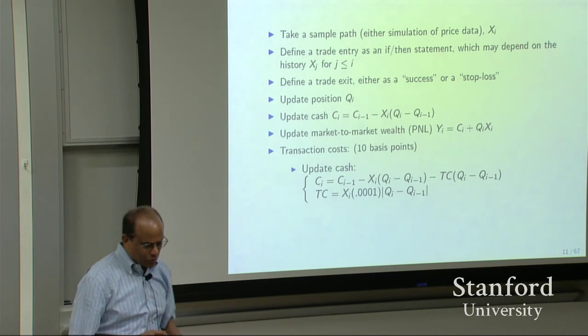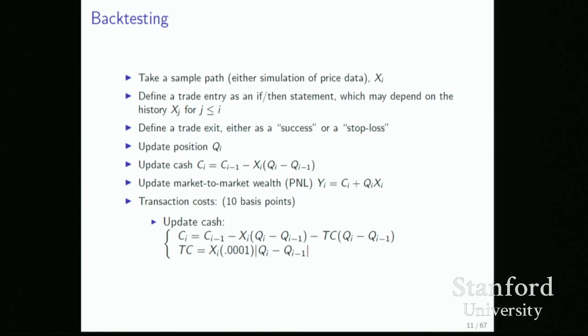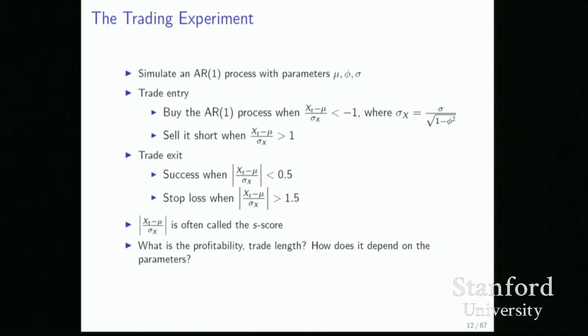Okay, so the reason I want to define it this way is to show how things change under various conditions for the autoregressive model. So to see that, we are going to simulate an AR1 process with those parameters that we talked about, mu, pi, and sigma, and then we are going to follow this trade entry here.